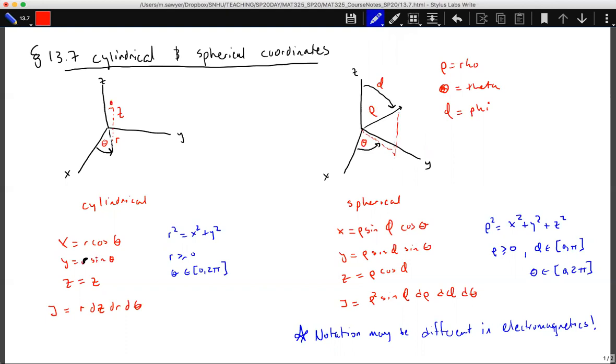r squared is equal to x squared plus y squared. r is positive, and theta goes from 0 to 2 pi. Our Jacobian is similar to our polar coordinates, r dr d theta, and we just tack in the dz as well.